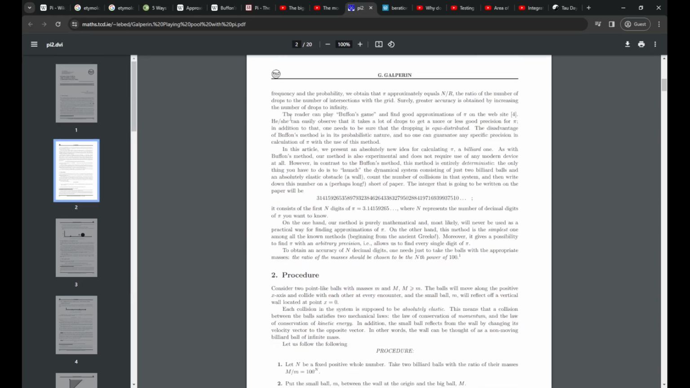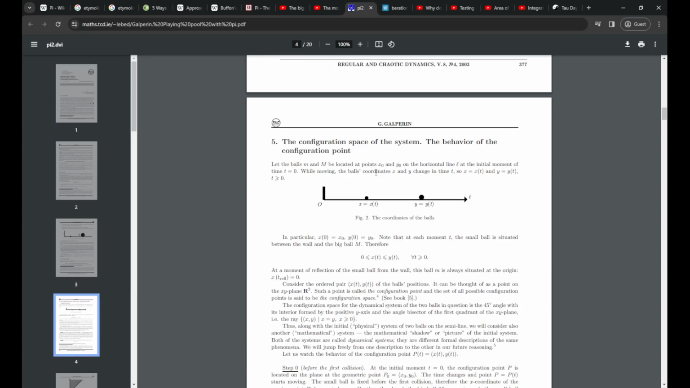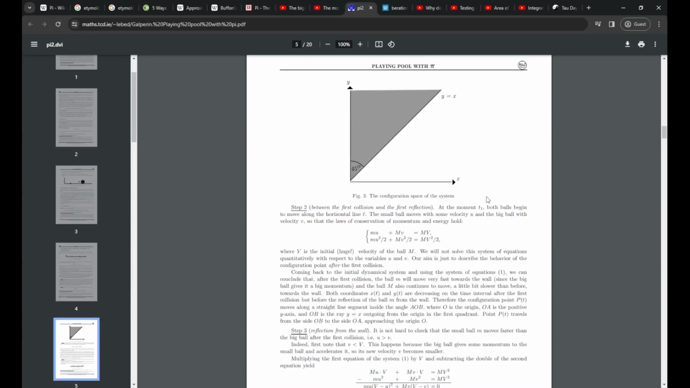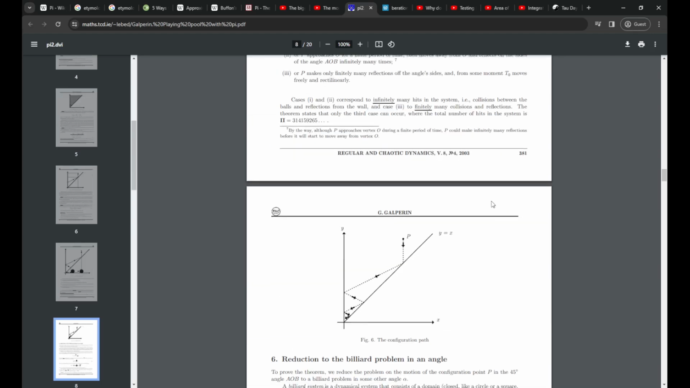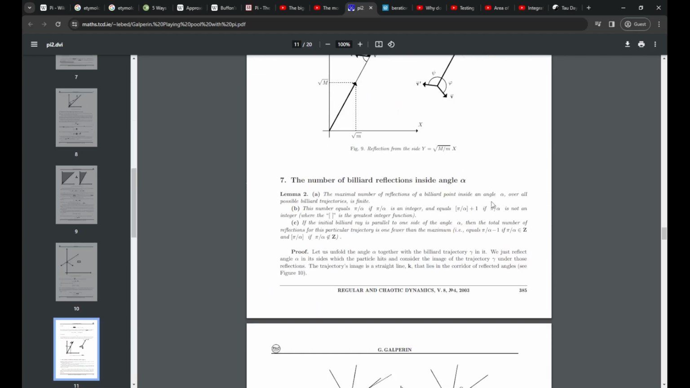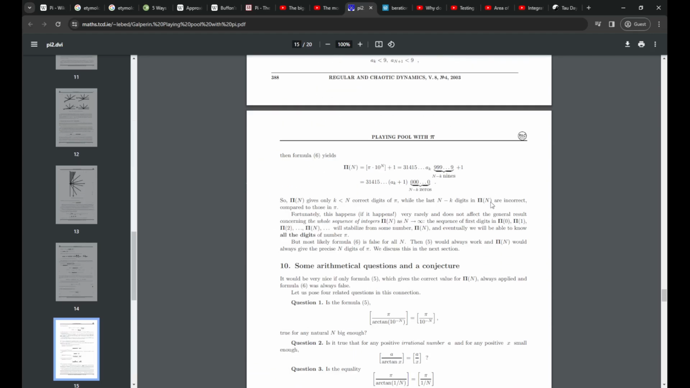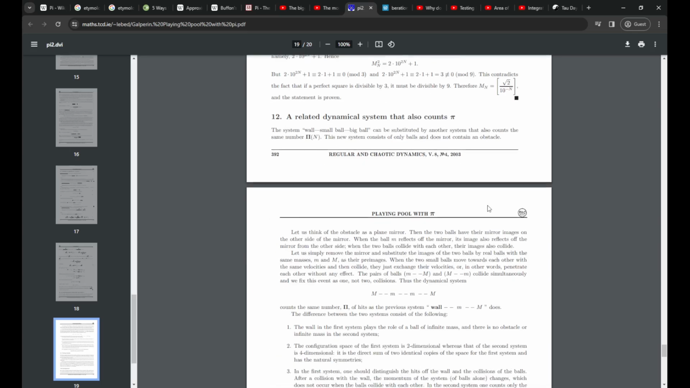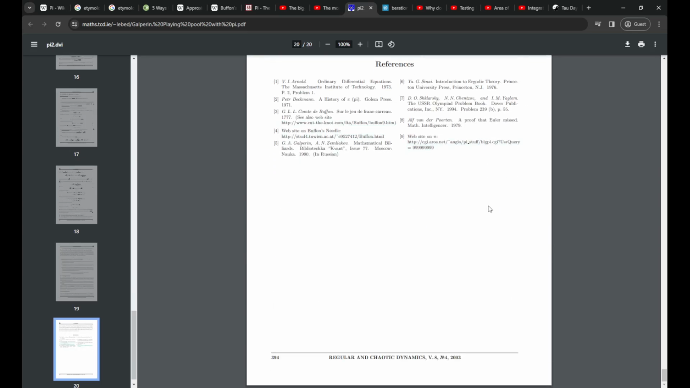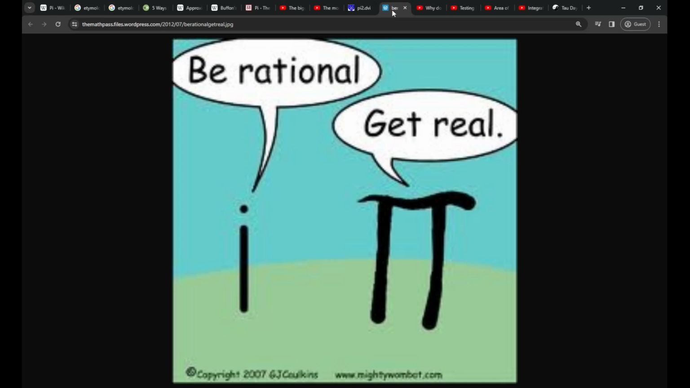So this paper is, how many pages actually? 20 pages long. I've not read it, but this is quite a phenomenal discovery, in my opinion. And of course, pi is not rational, even though it's well-rounded. This illustration comes from mightywombat.com.